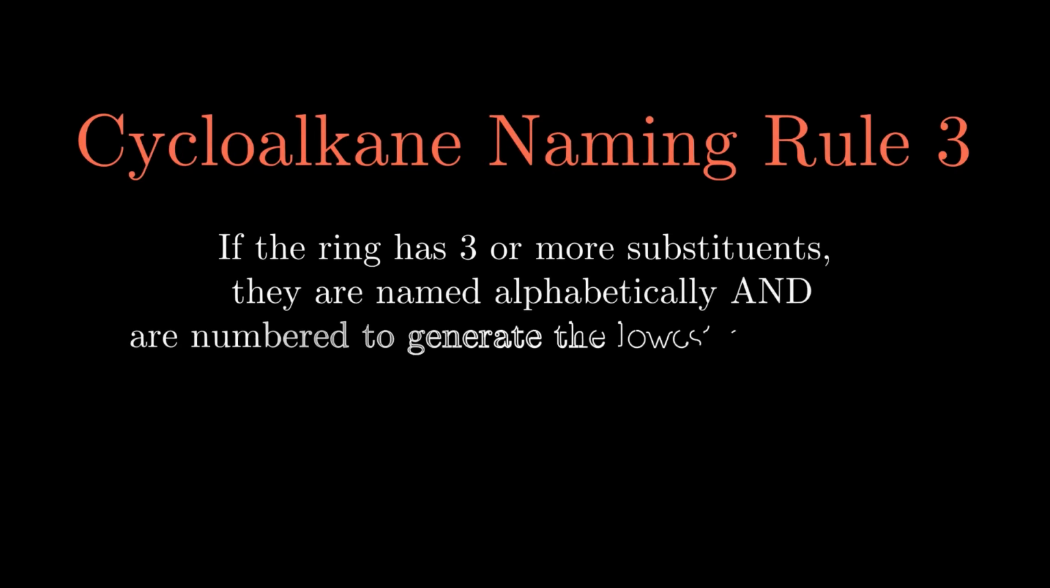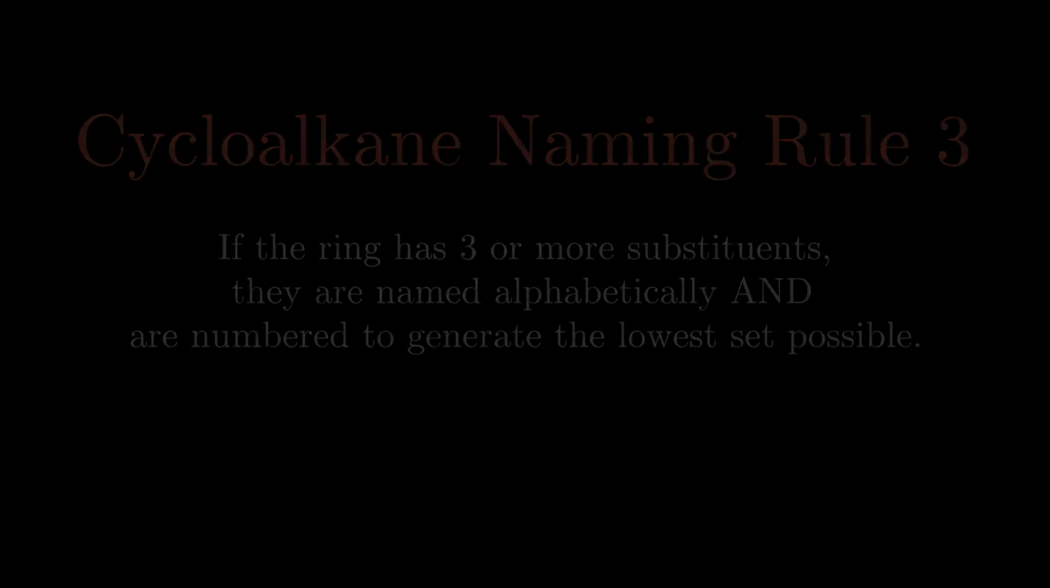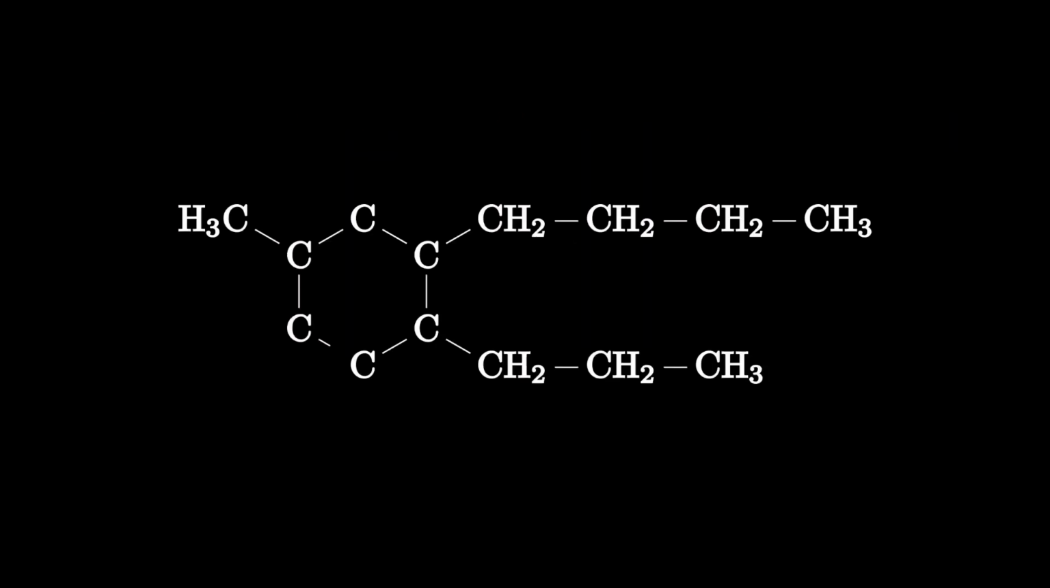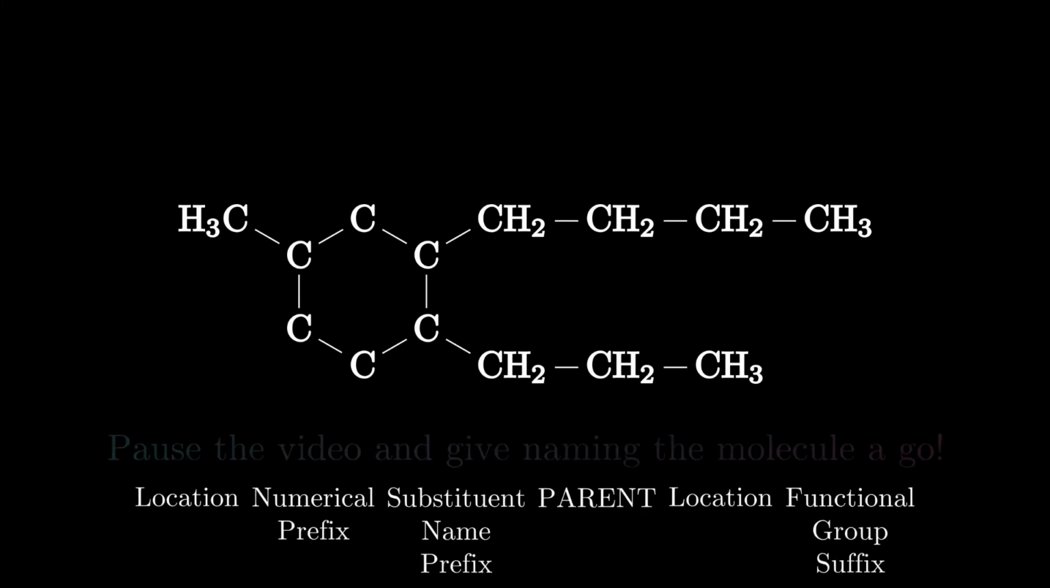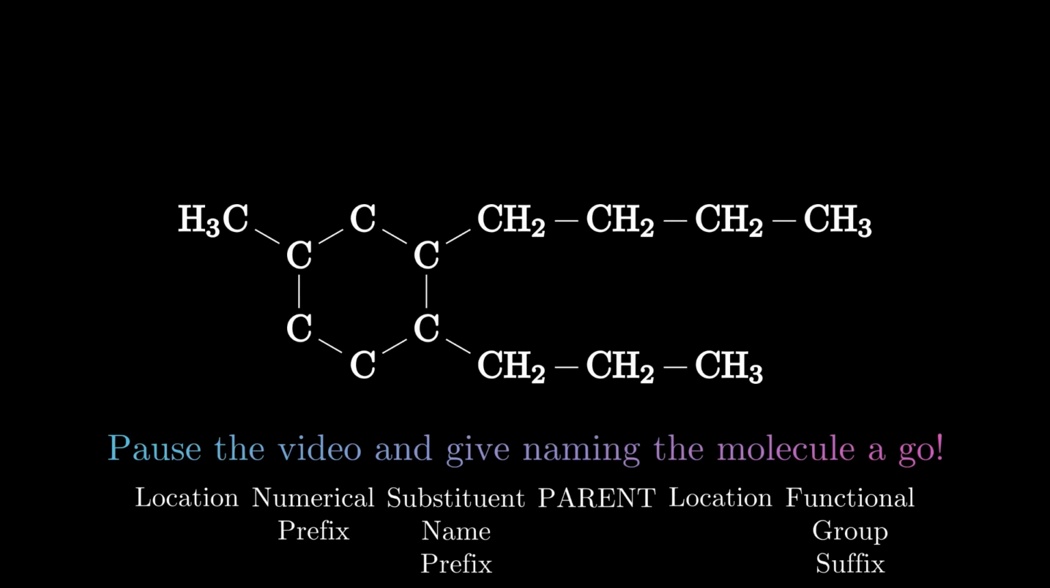If there are more than 2 substituents on the ring, then we want to give location 1 to the position where the next substituent has the smallest possible number. This is exactly what we learned in part 1, rule 4, except now we have a cycloalkane instead of a chain. Given that prior knowledge, can you come up with the name of the molecule?